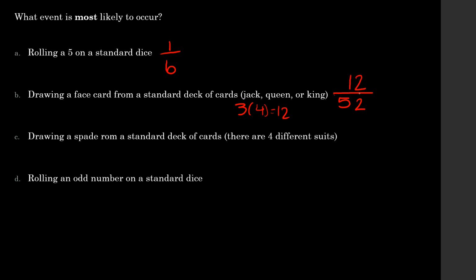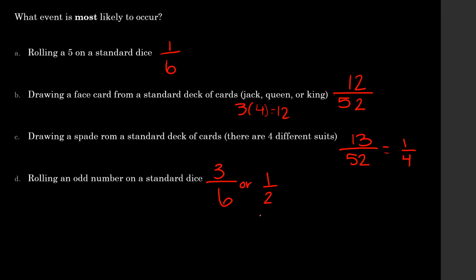And drawing a spade from a standard deck of cards. So remember, I have 52 total cards. And if I were to count the total number of spades, which is just 1 suit, that would be a total of 13. This would simplify to 1/4. We'll come back and simplify the top one in a second. And then rolling an odd number on a standard dice. Well, I have 6 total sides on my dice, and for odd numbers, I could roll a 1, 3, or 5, which would be 3 out of 6, or 1/2.